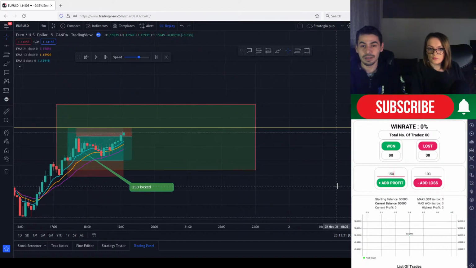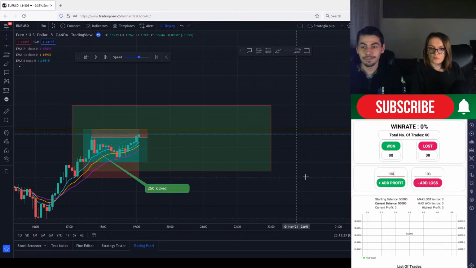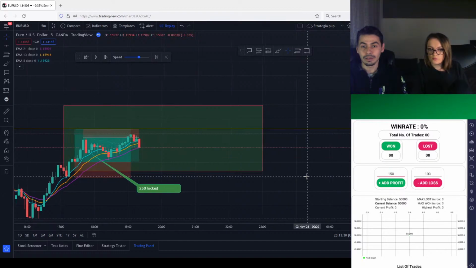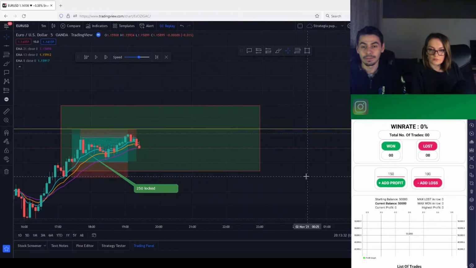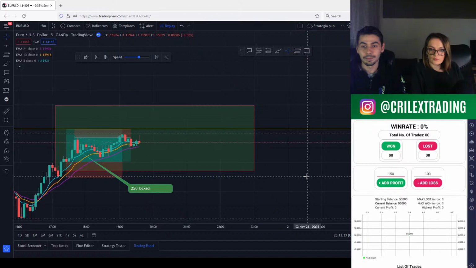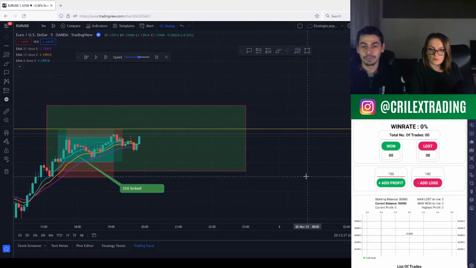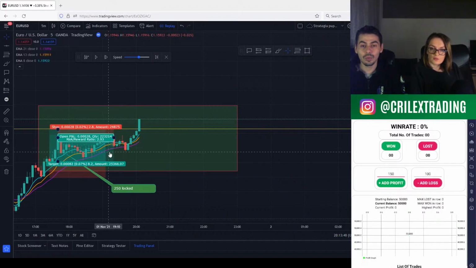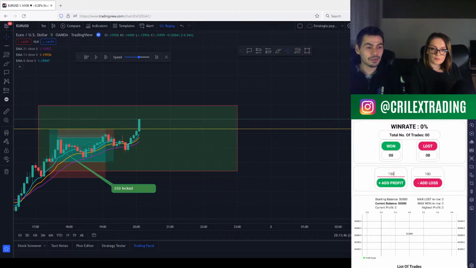So far it's just ranging. It seems the 2-to-1 will be taken actually. Not yet though. Okay, so the first position, the 2-to-1, was taken. So we will mark the initial position right here.